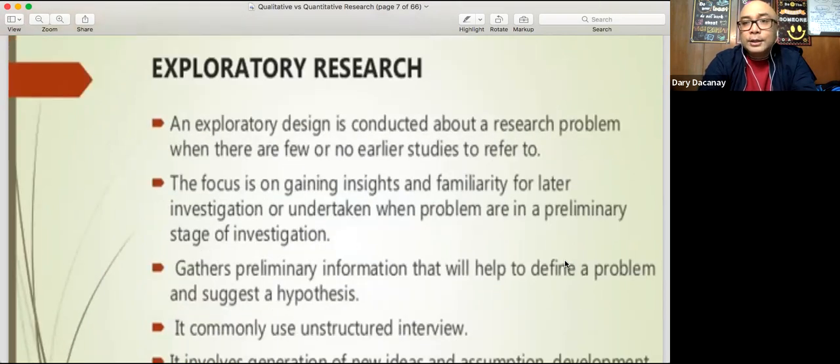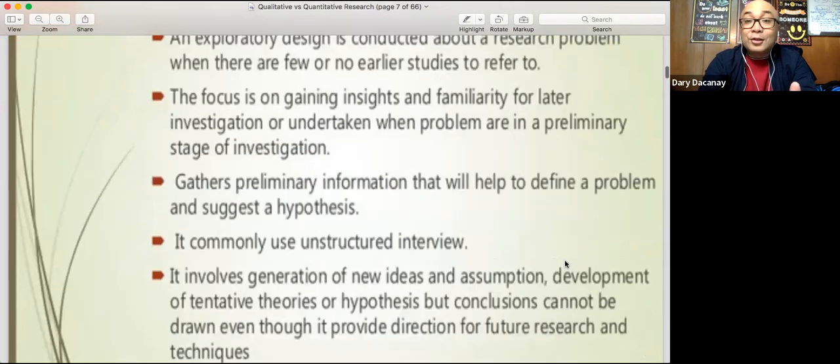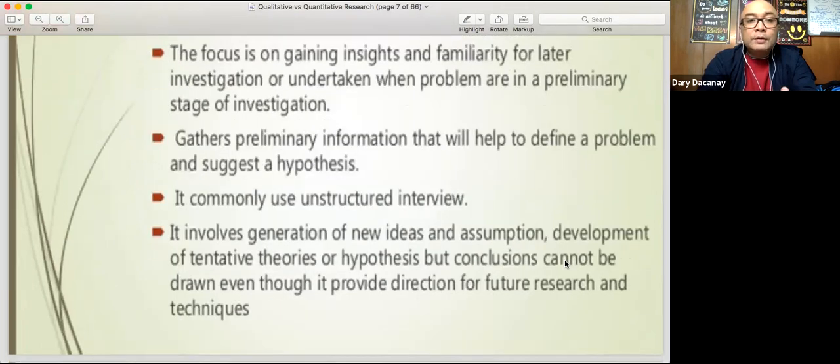Pang ano to? More of the experimental research. It commonly uses unstructured interviews. It involves generation of new ideas, assumptions, and, see here, development of tentative theories or hypotheses.